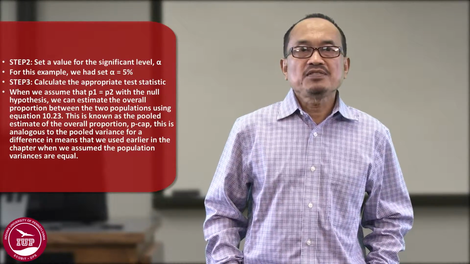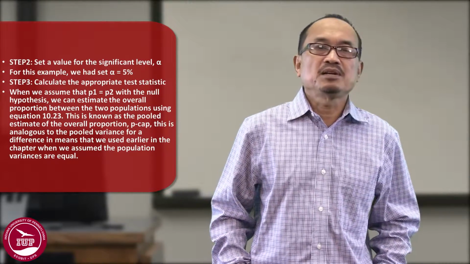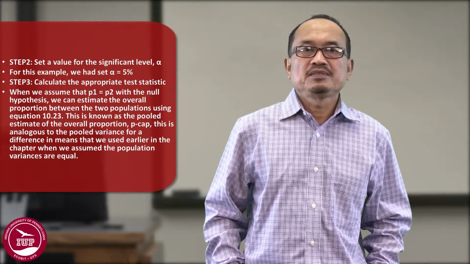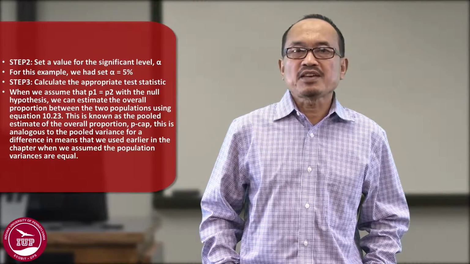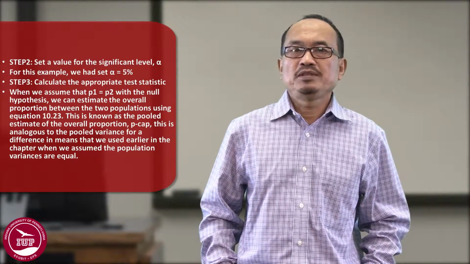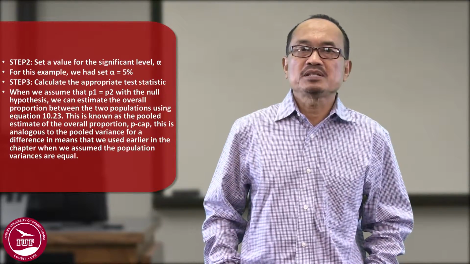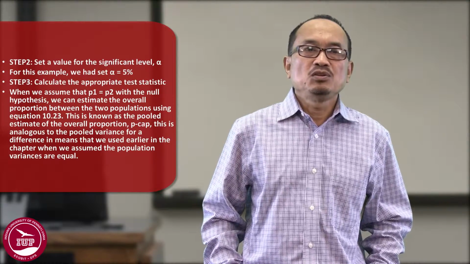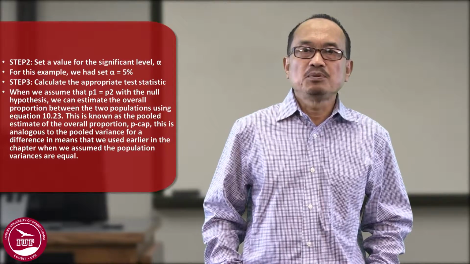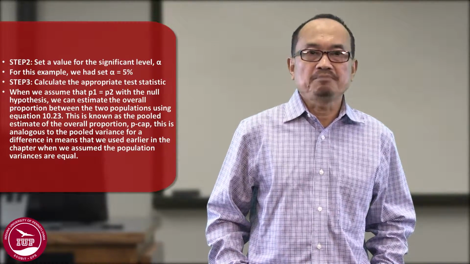Step 2. Set a value for the significance level alpha. For this example, we set alpha equal to 5%. Step 3. Calculate the appropriate test statistic. When we assume that P1 equals P2 with the null hypothesis, we can estimate the overall proportion between the two populations using equation 10.23. This is known as the pooled estimate of the overall proportion, or P cap.